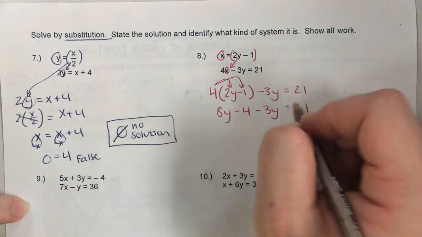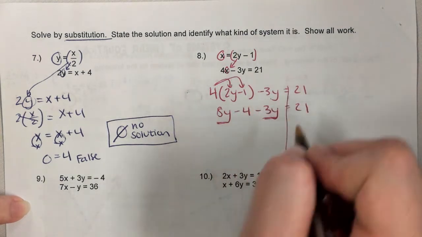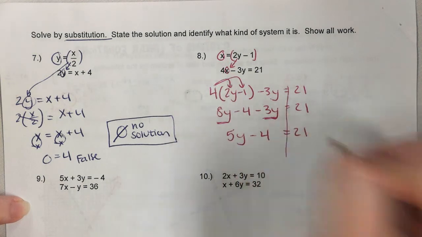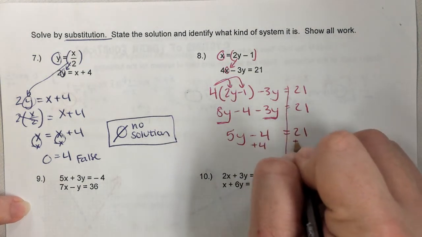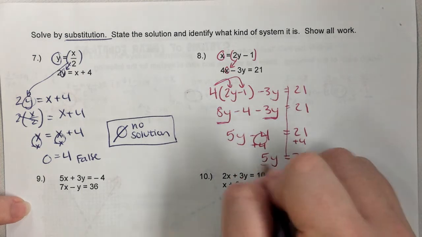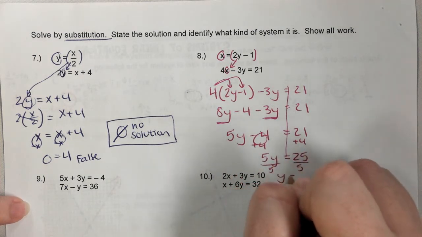So I'm going to combine like terms before I keep going. 8y minus 3y is 5y. Add 4 to both sides, and I get 5y equals 25. Divide by 5, divide by 5, I get y equals 5.